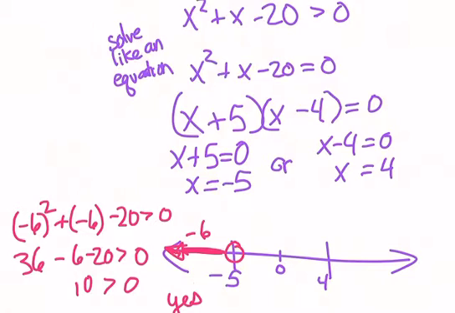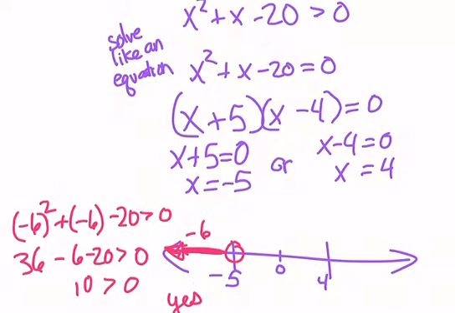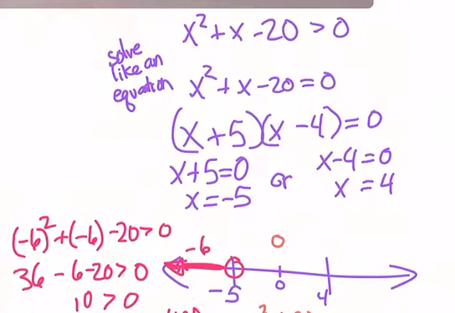I'm going to choose a different color, and I'm going to test the number 0. 0 squared plus 0 minus 20. Is it true that negative 20 is greater than or equal to 0? No. So I'm not going to shade there.